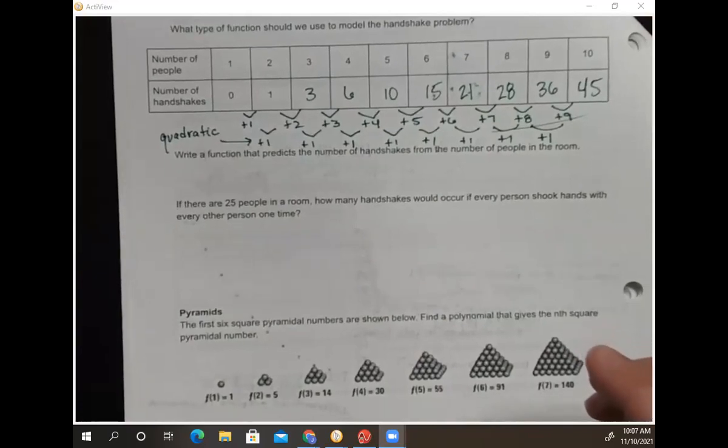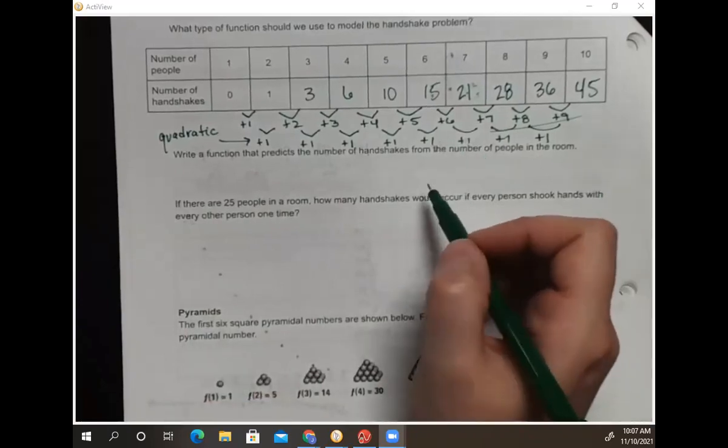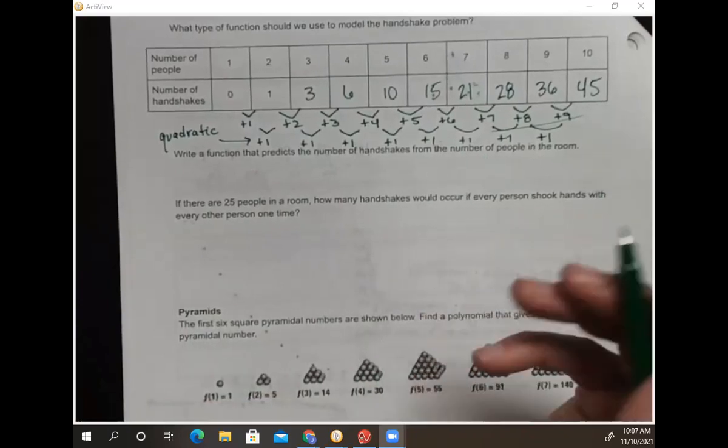So what I want to be able to do is take this data and create a model from it. Models are what you looked at in your notes last night and what you used last night. So let's talk about how we get a model from this. We're going to use our calculators.